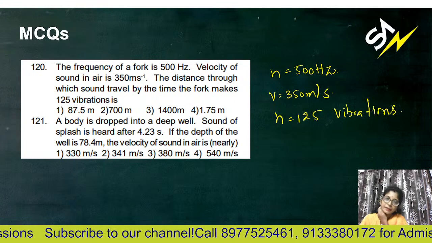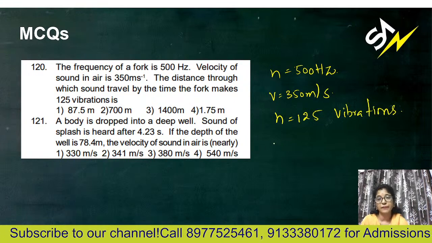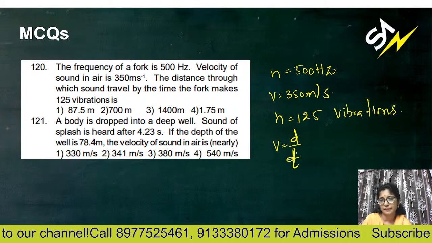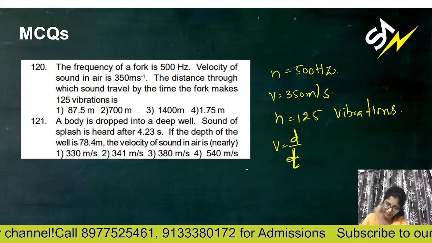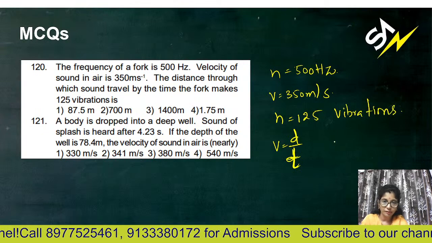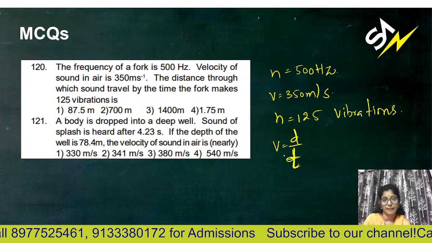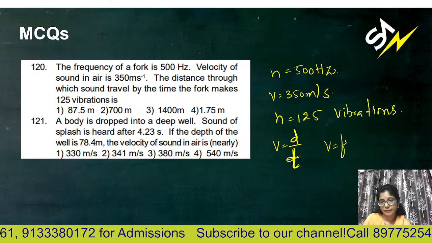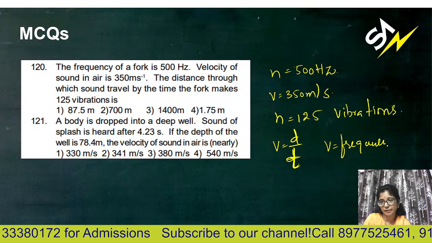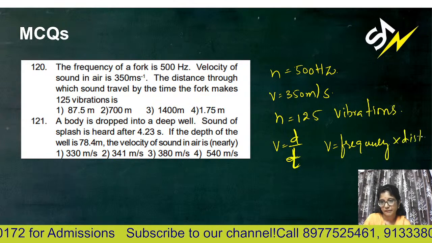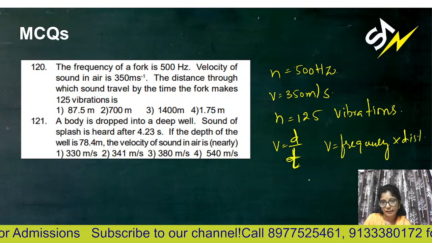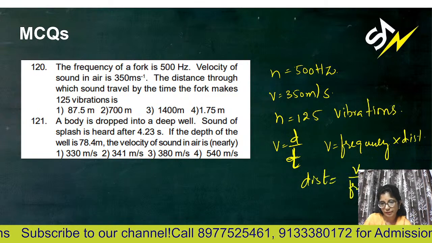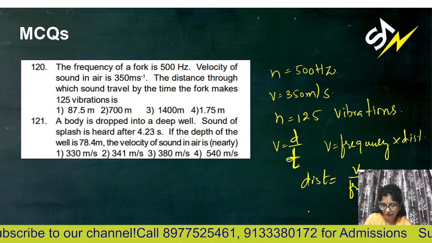For 125 vibrations, we need to find the formula. V is equal to distance by time. But time is for how many oscillations? Time is nothing but frequency only, no? We can write 1 by T is frequency. Frequency into distance. We want distance, isn't it? Distance is equal to velocity by frequency for 125 oscillations.